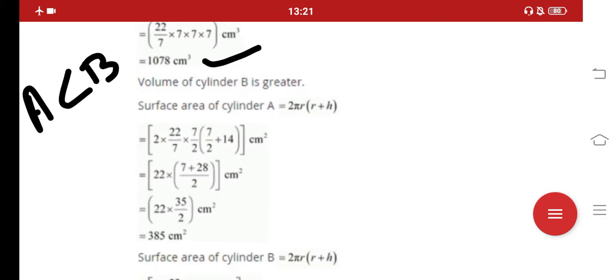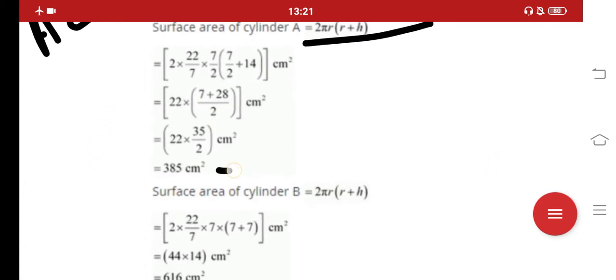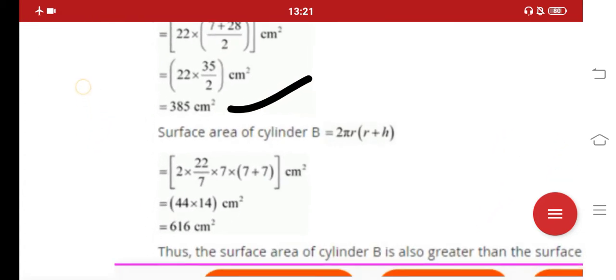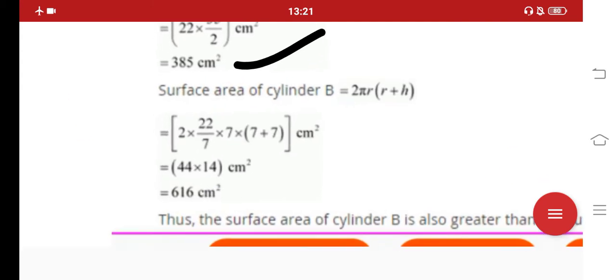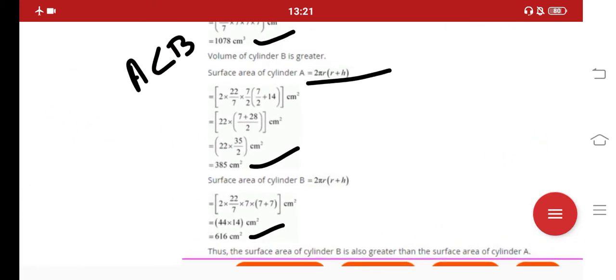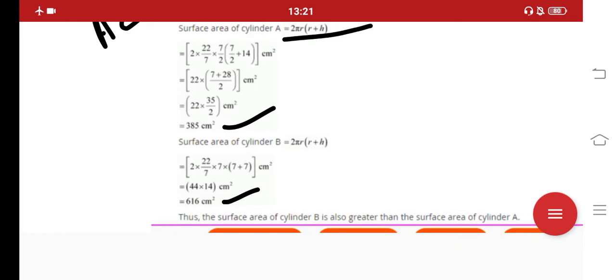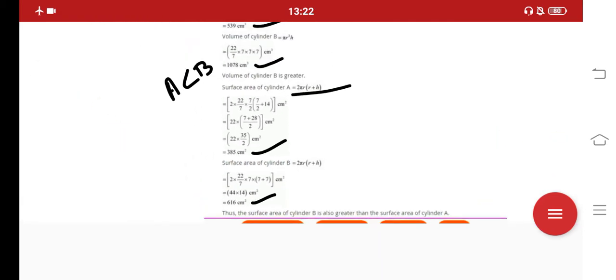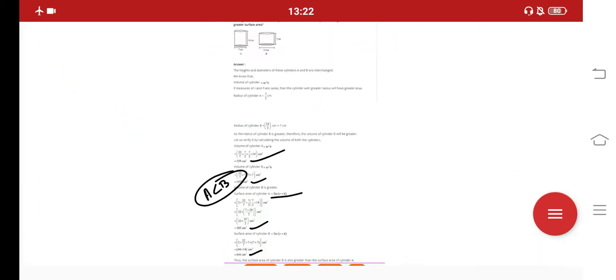Now surface area of cylinder A, that is 2 pi r (r plus h). After placing all the values we are getting 385 centimeter square. And similarly the surface area of cylinder B is 616 centimeter square. Now here we can see the area of cylinder B is greater than the area of cylinder A. Thus the surface area of cylinder B is also greater than the surface area of cylinder A. Means in both cases, area and volume, cylinder B has greater surface area as well as greater volume. So this is our question number 2.